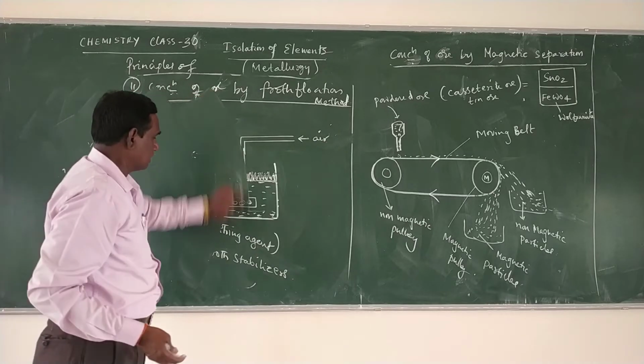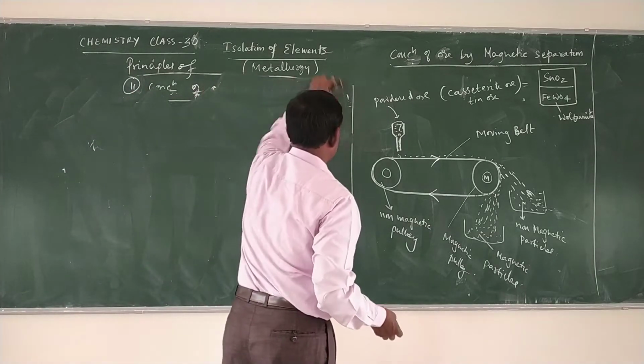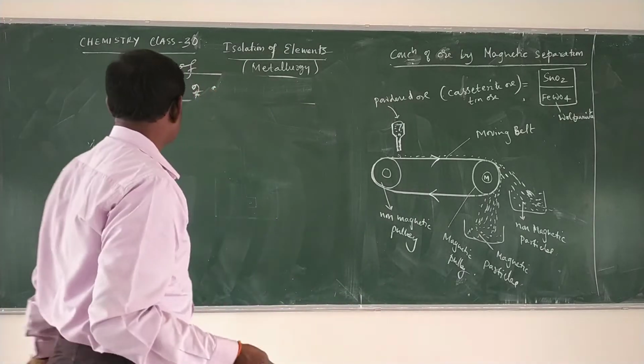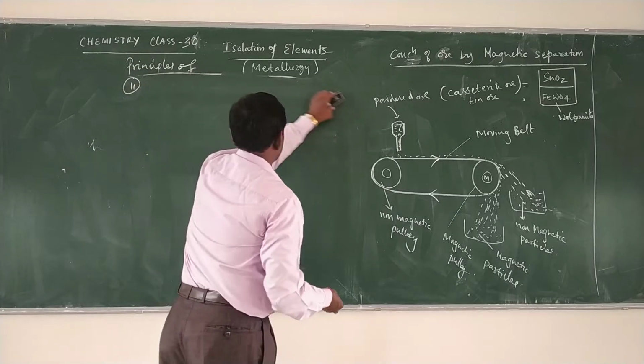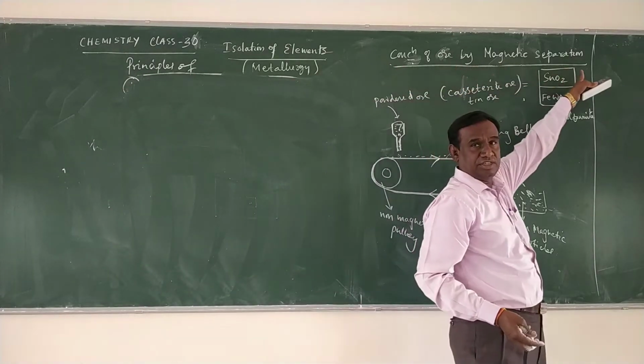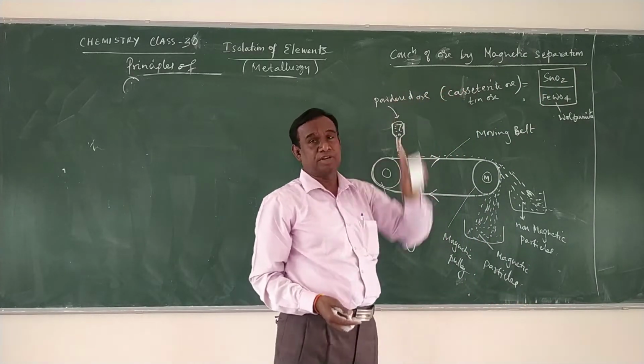Next, concentration methods. Concentration of the ore by another, third method. The first one is hydraulic washing. The second one is concentration of the ore by froth flotation. The third one is concentration of the ore by magnetic separation.